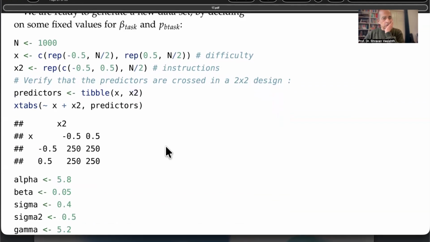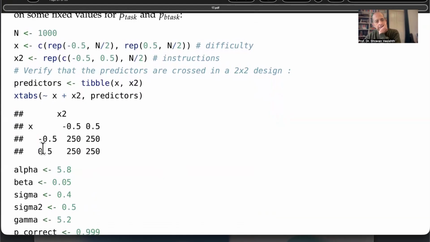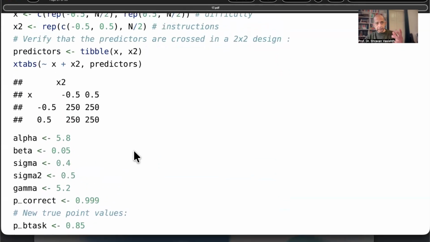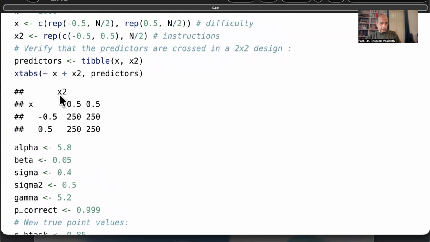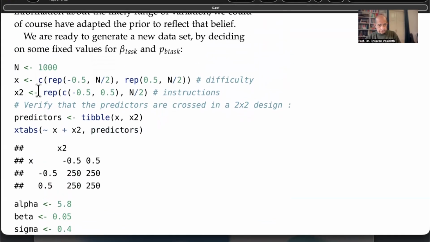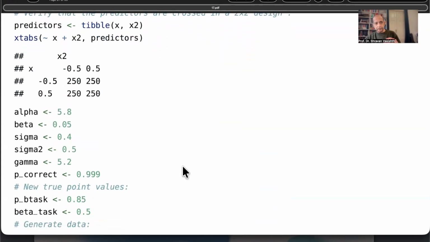Okay, so just to do a sanity check, you see that we have a total of 1000 data points and 250 in each of these cells. So it's a fully crossed setup here, right? Easy, hard, and speed and accuracy instructions. So we have equal numbers of data points that we will generate. Once we've set up the predictors, we created a vector of 1000 numbers of plus 0.5s and minus 0.5s.